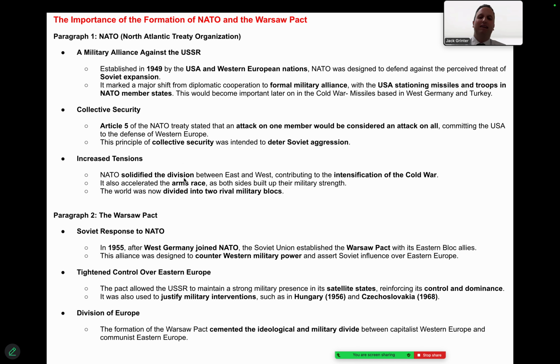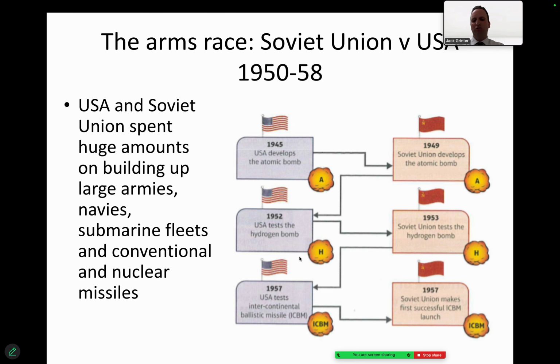I think it shows the division between East and West, accelerated the arms race, world divided into two rival military blocs. They're things you could apply to both, couldn't you? I think specifically to each one, though, you could say for NATO, it showed the USA, Western Europe, that the USA were willing to intervene if there was going to be a threat of Soviet expansion. And with the Warsaw Pact, you'd say it maintained a strong military presence in the satellite states. So we're going to see that later on, like Hungary, Czechoslovakia. The Warsaw Pact is used as a way of justifying intervention in those countries when they try and stray away from communism.